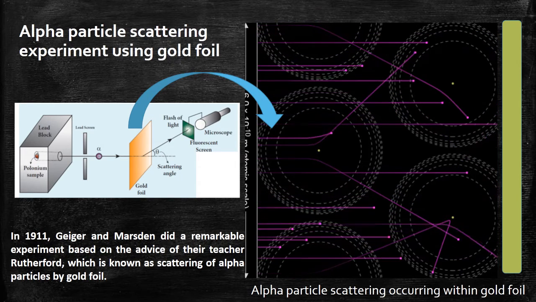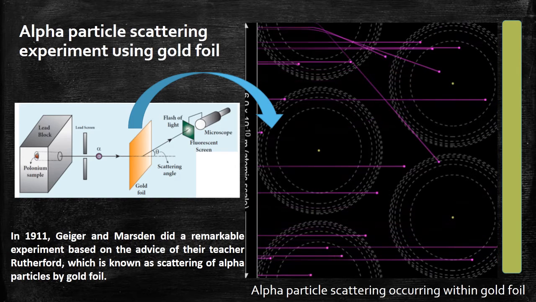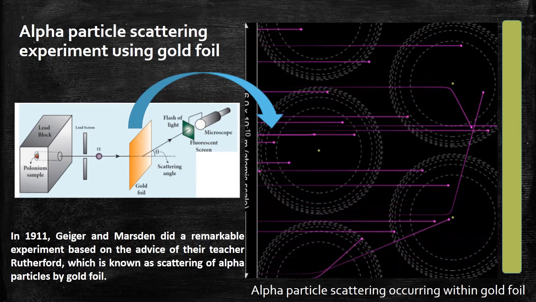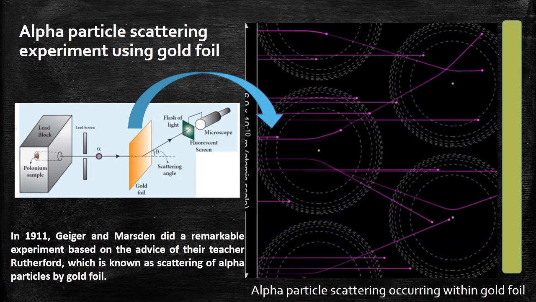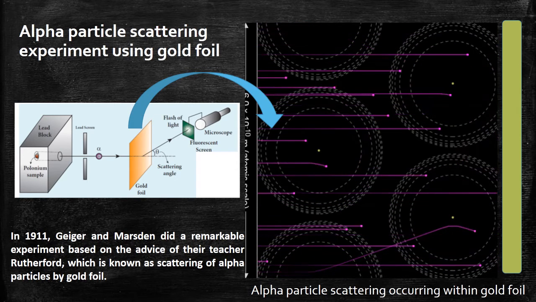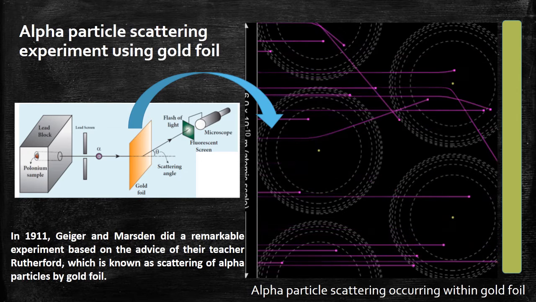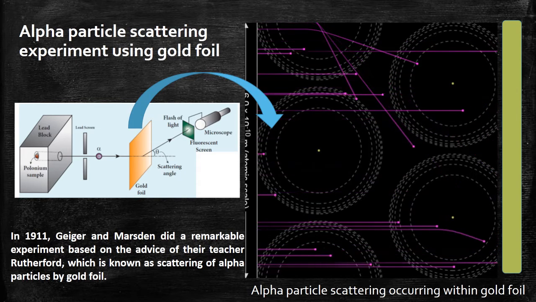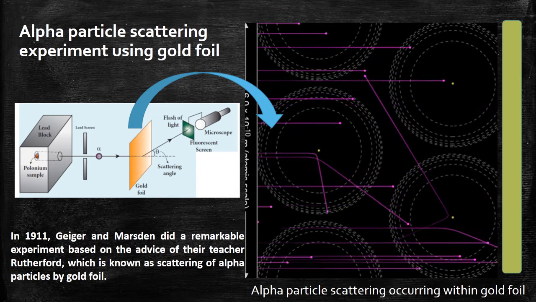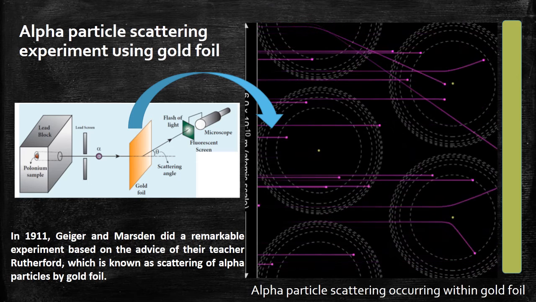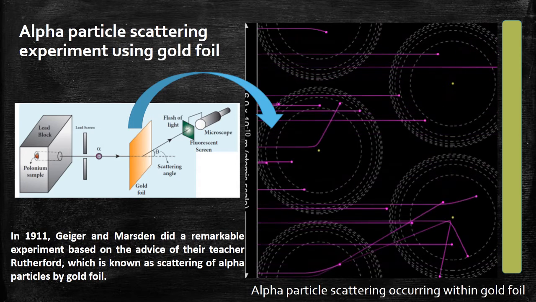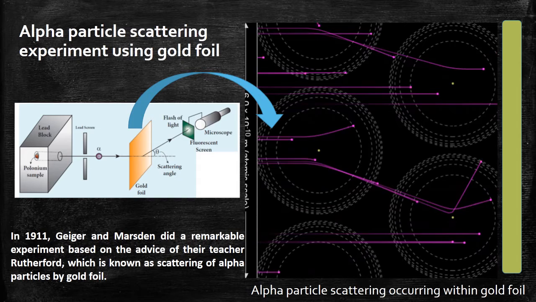A movable screen that could be moved from 0 degrees to 180 degrees, made of zinc sulfide, is kept on the other side of the gold foil to collect the alpha particles. Whenever an alpha particle strikes the screen, a flash of light is observed which can be seen through the microscope. Rutherford proposed an atom model based on the results of the alpha particle experiment. In this experiment, alpha particles, which are nothing but positively charged particles, are allowed to fall on the atoms of the metallic gold foil. The results of the experiment are given one by one.